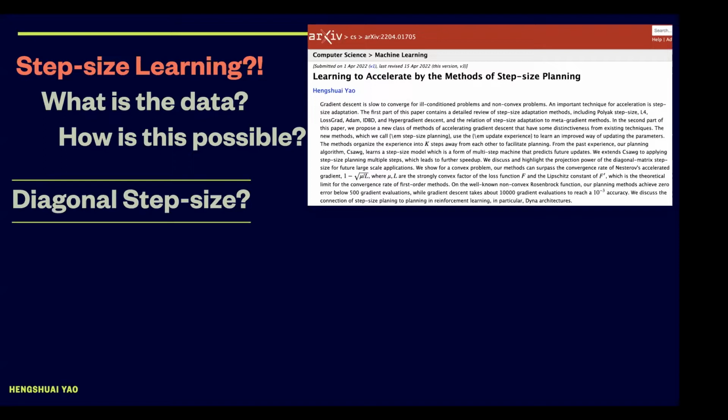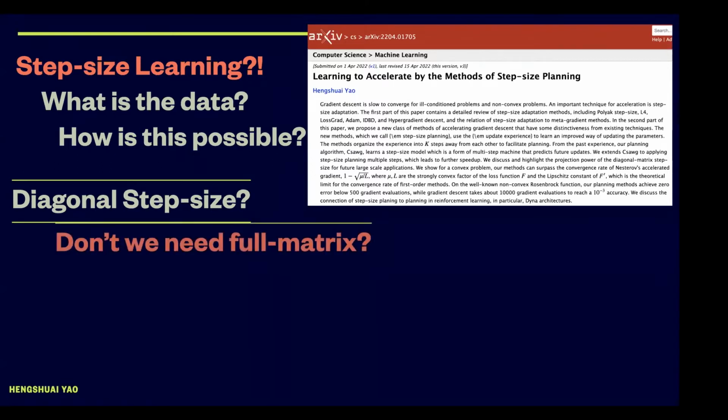I'm going to discuss diagonal step size, which is a diagonal matrix form of step size that is applied to the gradient vector. Second order people may say, don't we need the full matrix, the inversion of a Hessian? Don't we need that? We're going to discuss this in great detail.